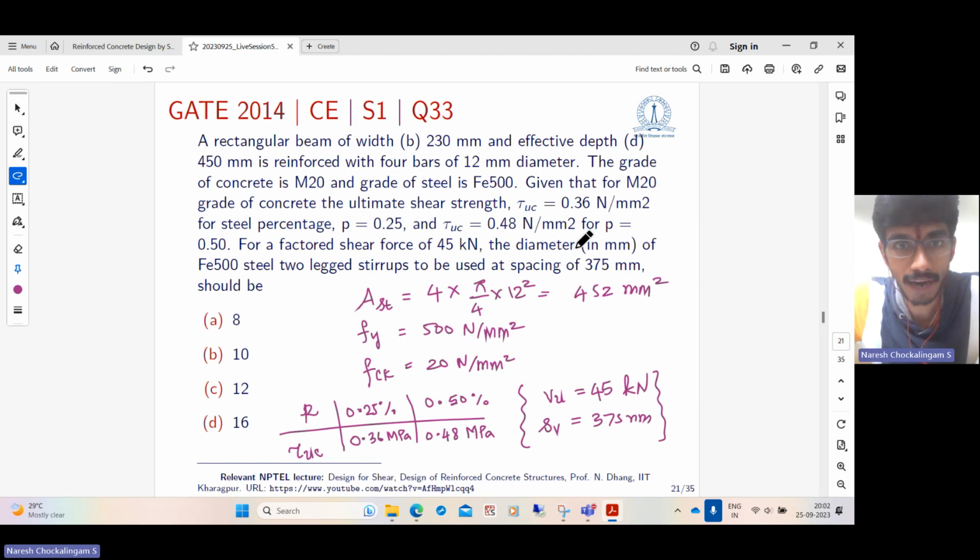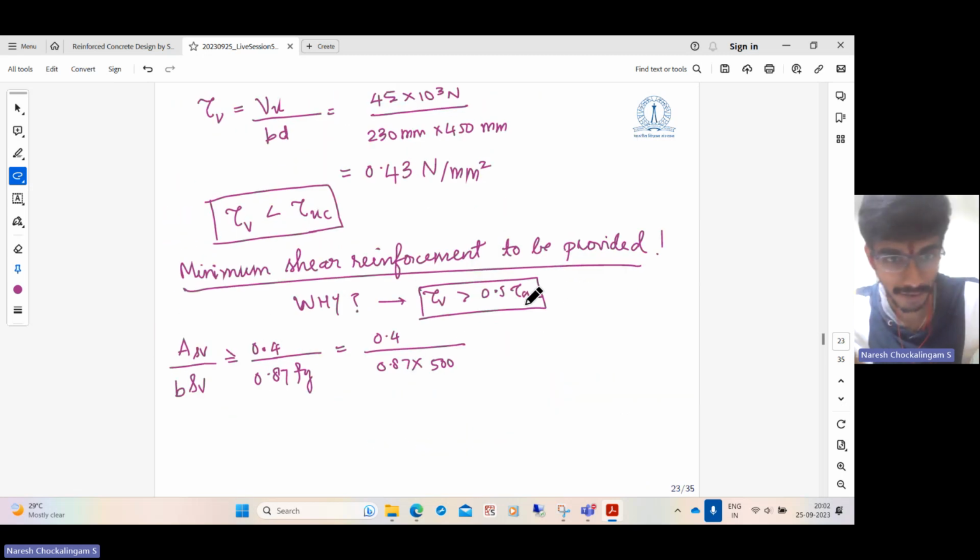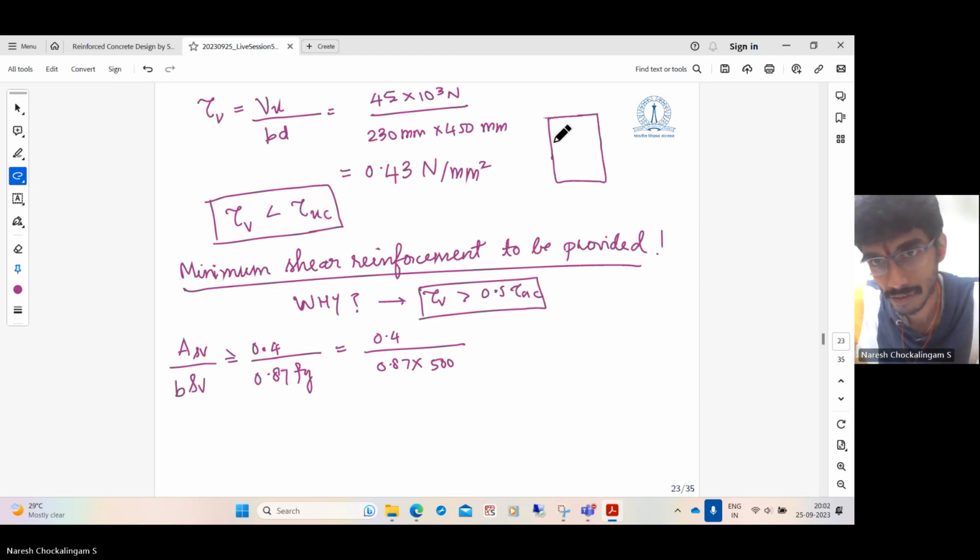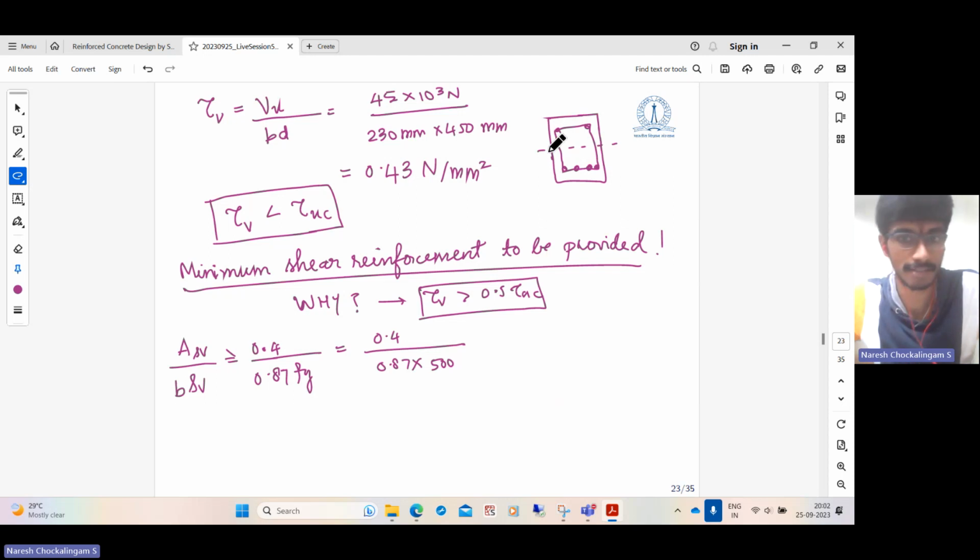They're asking how many bars are needed. So we have 2-leg stirrups. And what should be the diameter of 2-leg stirrups when placed at 375 mm? So 2-leg stirrups means you have this. So this is the cross section. You have 4 bars in the bottom, and the stirrup has 2 legs passing through the crack line. So that's why it's called 2-leg stirrup.